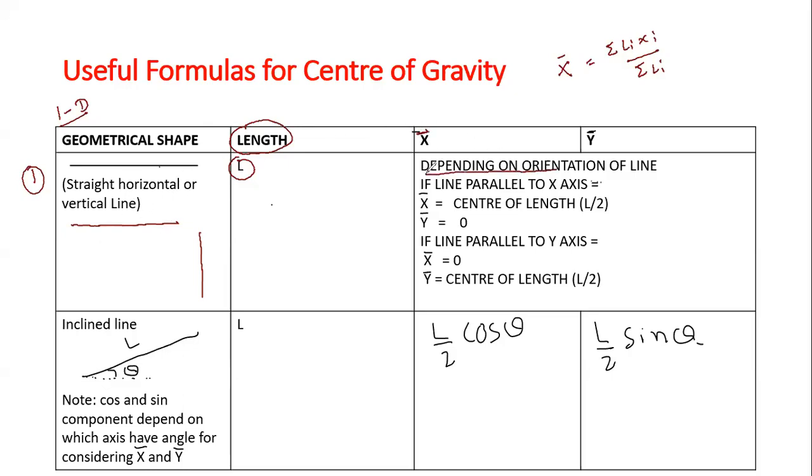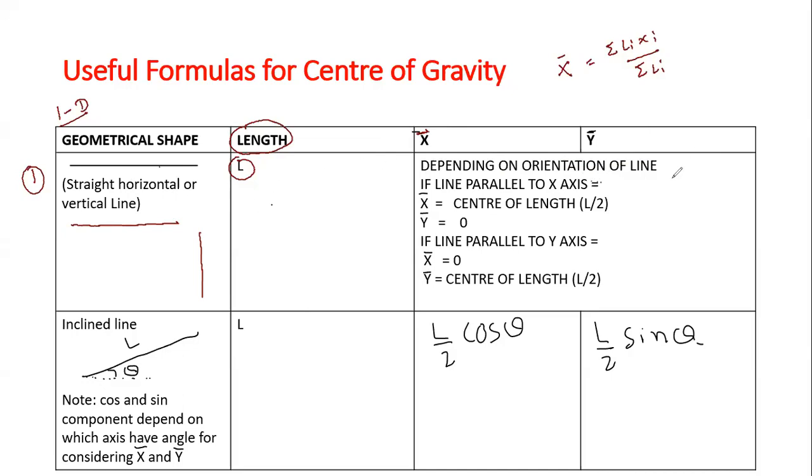Now, what is your X bar and Y bar for this kind of shape? Your X bar and Y bar depend on the orientation of the line. ठीक है, आपका orientation कौन सा है उसके ऊपर depend रहेगा. If the line is parallel to X axis, now don't worry, I am giving the examples.